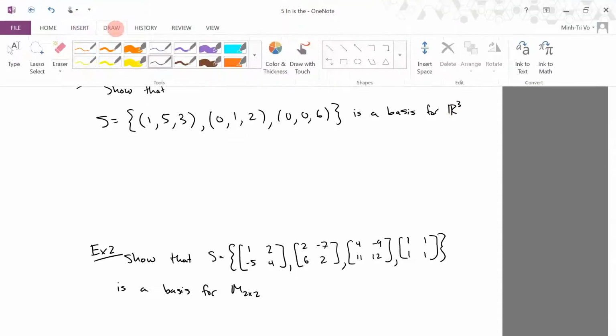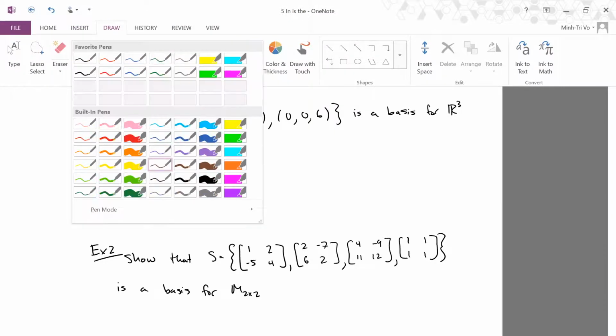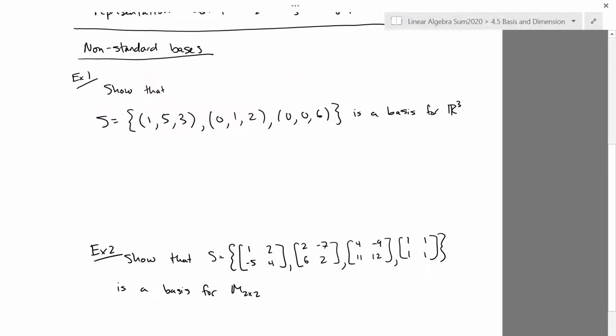So we set up these vectors. So this is my v1, v2, and v3. Right, so I set them up as column vectors: 1, 5, 3, 0, 1, 2, 0, 0, 6. Right, so this is v1, this is v2, and this is v3.